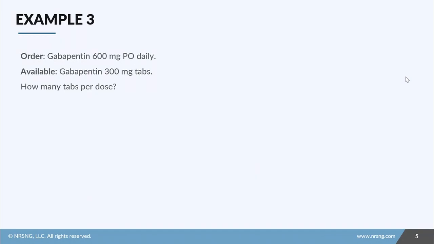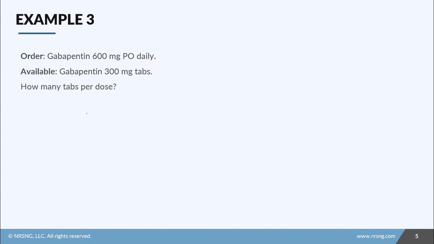Okay, example number 3. Gabapentin 600 milligrams PO daily. Available is gabapentin 300 milligram tabs. How many tabs per dose? Now, one thing I would caution you against is some people will look at this and they'll automatically know the answer because they do math in their head. And that's fine. But I always encourage you to use a formula or use dimensional analysis as a double check. It's very possible that you could accidentally flip these. You see this and you go, oh, it's a half a tab, but you actually got it backwards. Okay, so make sure that you're using your formulas.